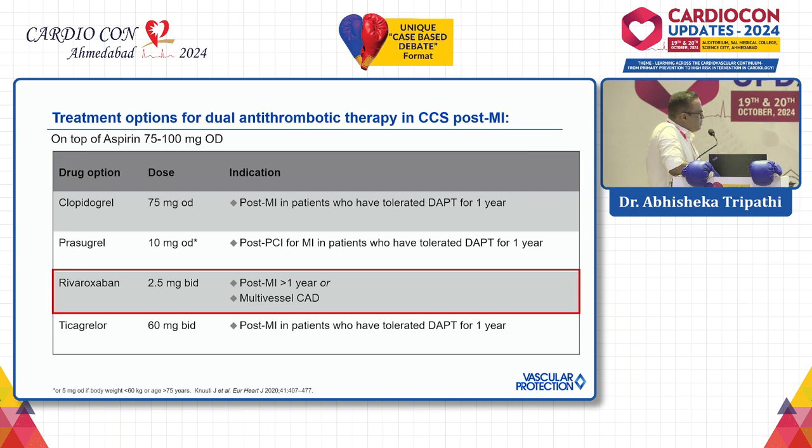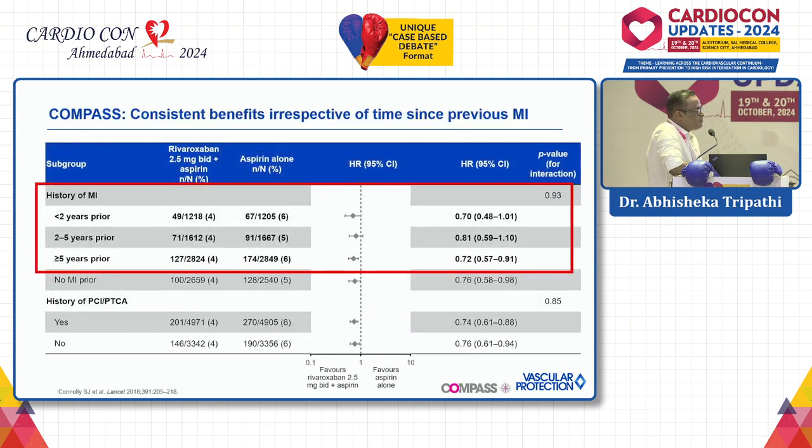But with other drugs like clopidogrel, prasugrel, and ticagrelor, the antiplatelets, the reduction is there in post-MI patients only. However, with rivaroxaban, you can see there's a reduction in multivessel CAD as well as in patients who have atherothrombotic disease in other vascular territories, peripheral artery disease or cerebrovascular disease as well.